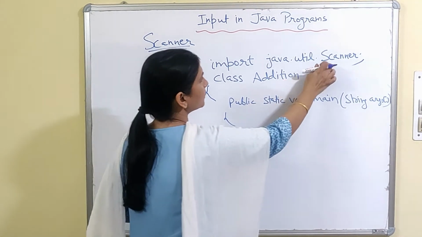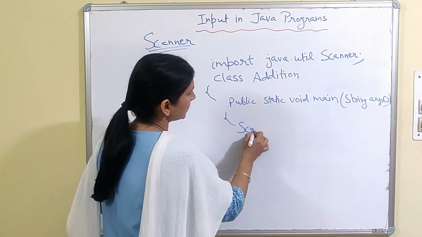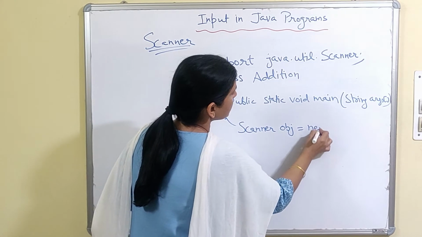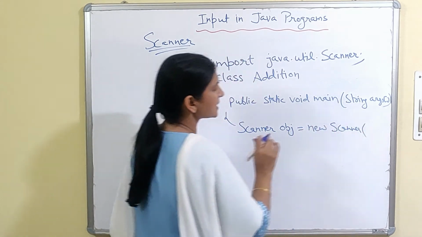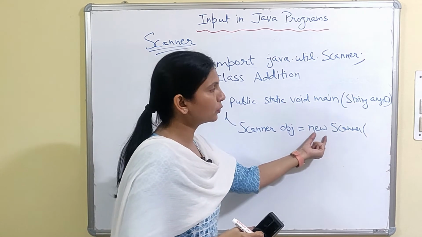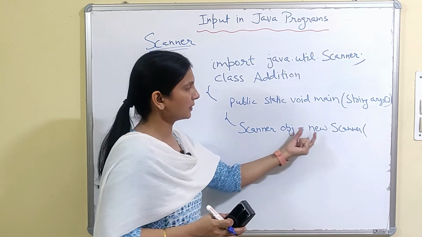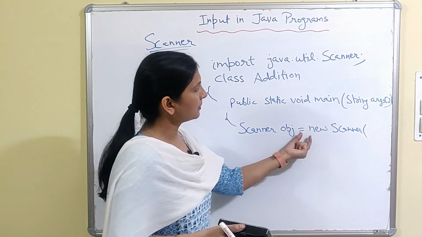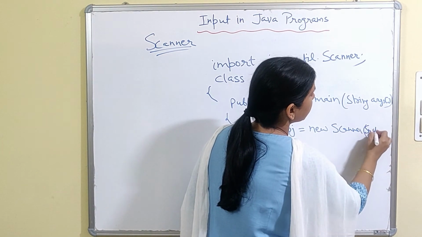What we will do? We will create an object of Scanner class. How will we create it? Scanner obj equals new Scanner. This is the syntax. Scanner obj, obj is an object, equals new. We will use the new keyword. Whenever we want to create an object of any class, we will use the new keyword. So you can remember: Scanner, object name equals new Scanner, and in brackets we pass System.in.